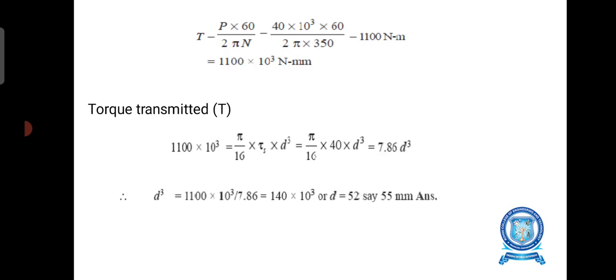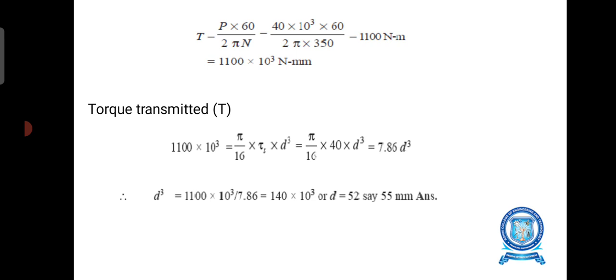Then we want to find torque. Generally we know the formula, power equal to 2 pi N T by 60. From that formula, torque equal to P into 60 divided by 2 pi N. If we substitute the value of P, where P equal to 40 into 10 to the power 3, which is given in our problem, we can get torque 1100 into 10 to the power 3 Newton millimeter.